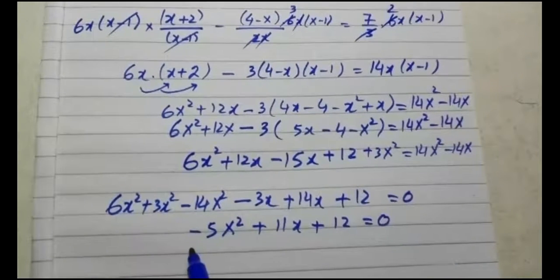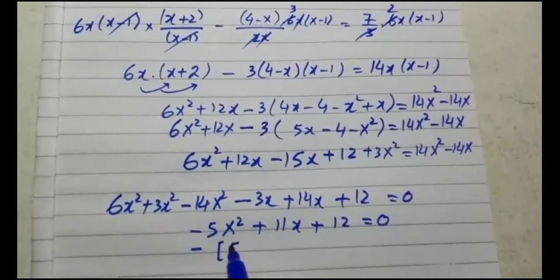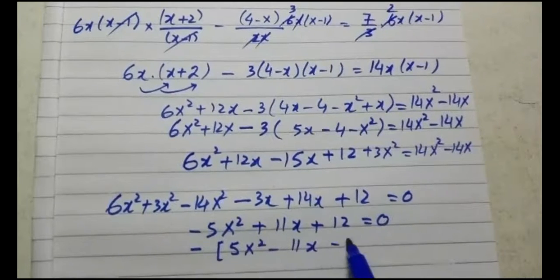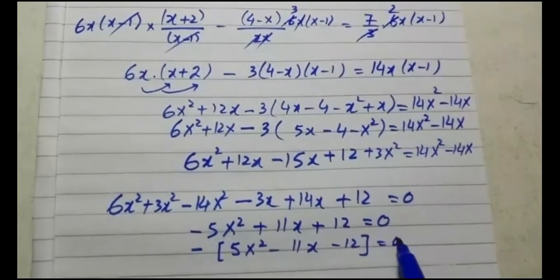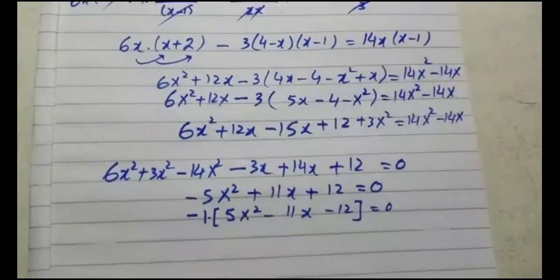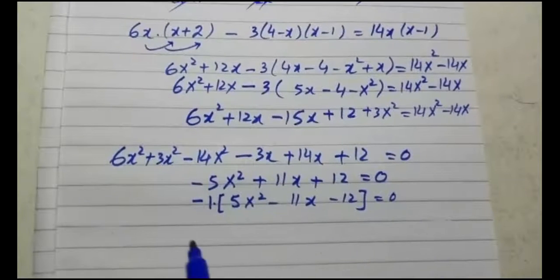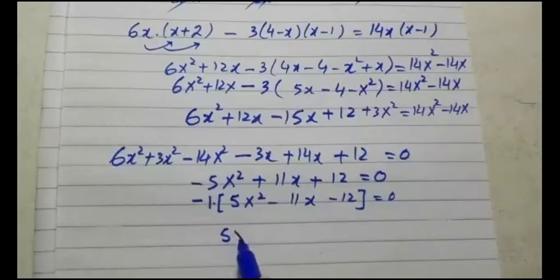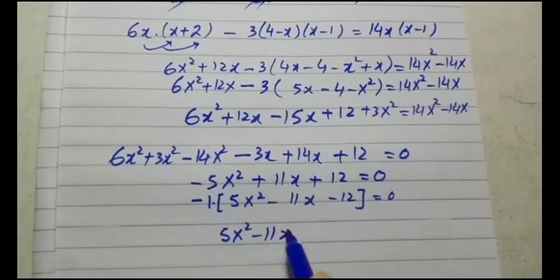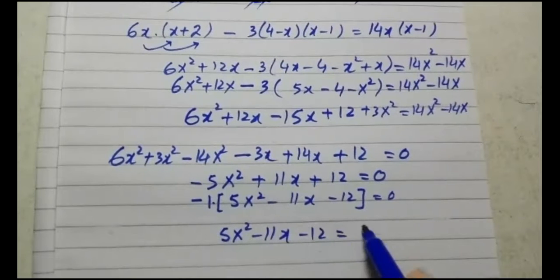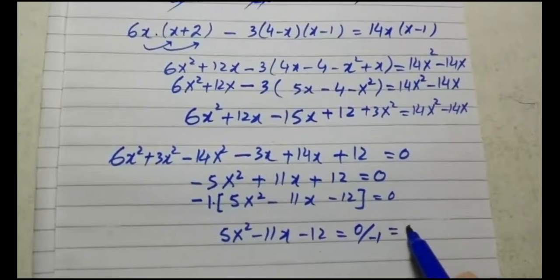If you take minus common, you can take it or not, it's your choice, but for the simplification just take the minus sign common. It will become like this. Minus 1 will be taken as common. Once you take out the minus sign common, then shift minus 1 to the other side, and the standard quadratic equation will become like this. So 0 divided by -1 will become 0.